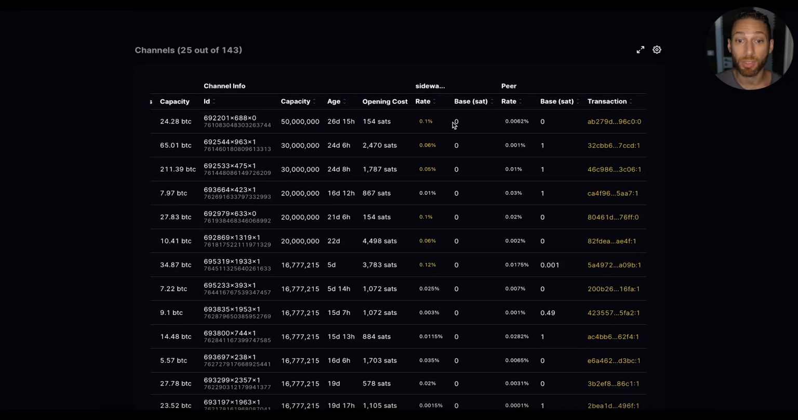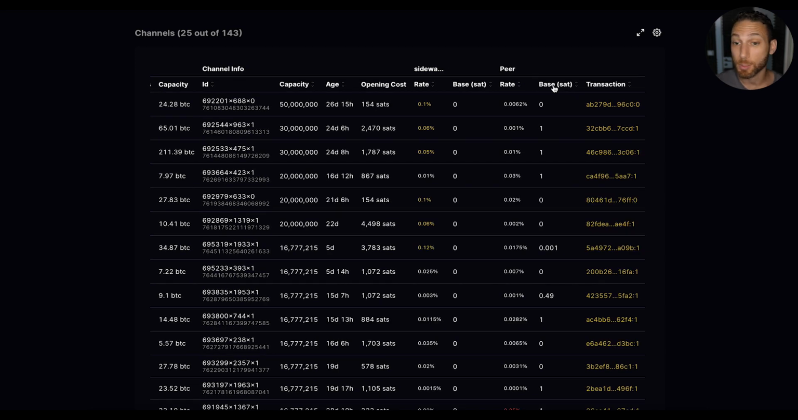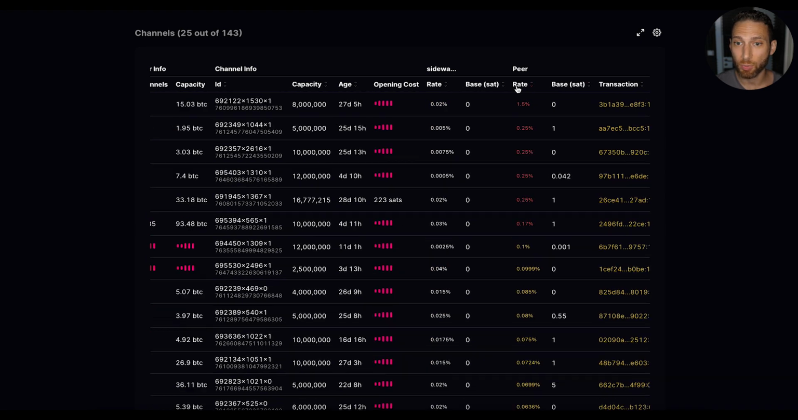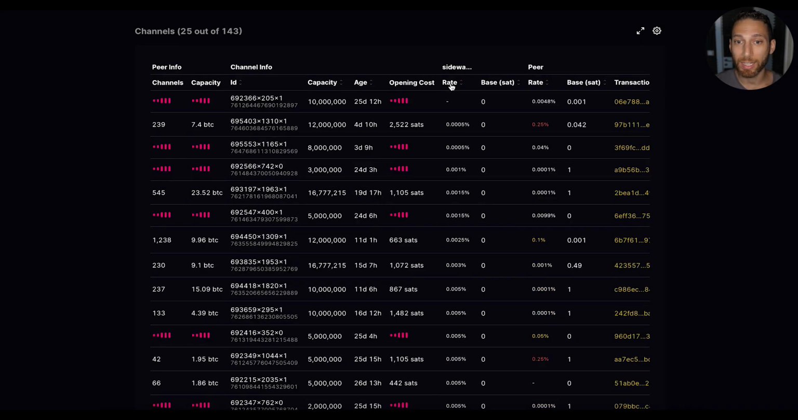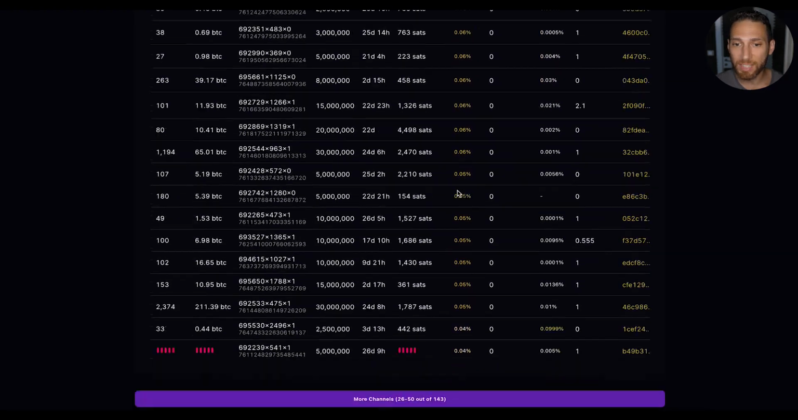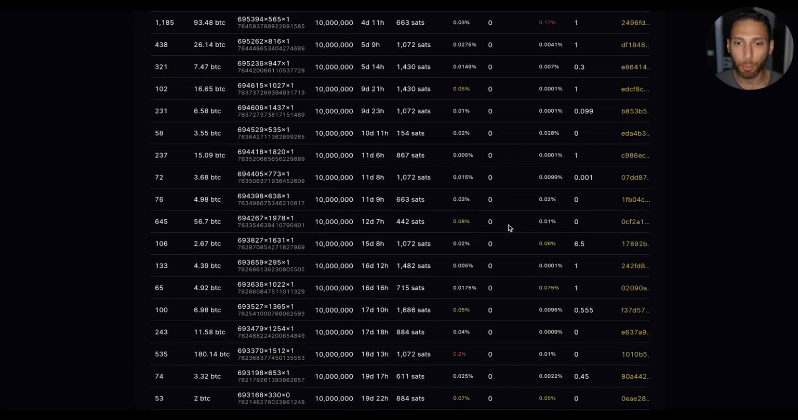What are the fees? What are the base fees? What's the opening cost? What's the capacity? And I can then go in and sort and say, okay, I want to understand what exactly are the fees that this person is charging. Well, what's the base fee and what is the rate? And I can see by showing not only Sideways Ram's fees, but also the peers' fees, that Sideways Ram is actually offering pretty reasonable fees. Again, some of them are a little bit expensive, but on the whole, most of them are pretty reasonable.